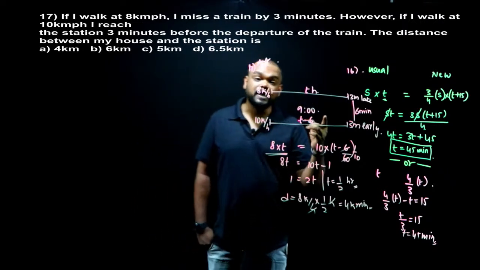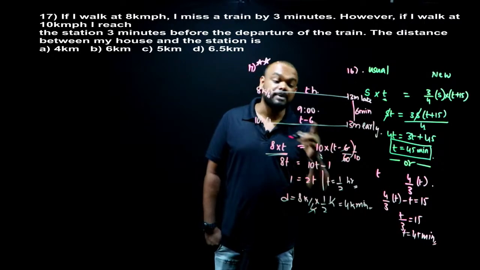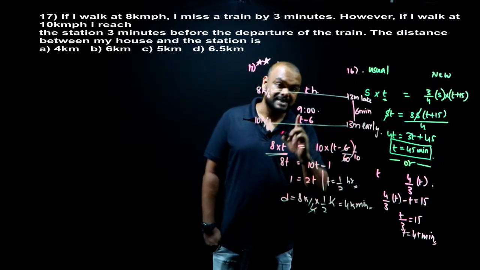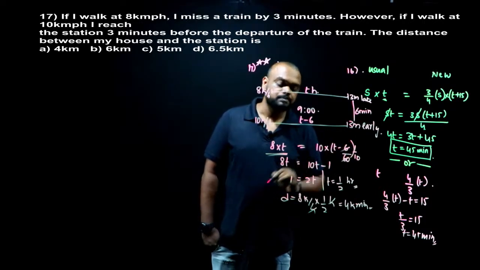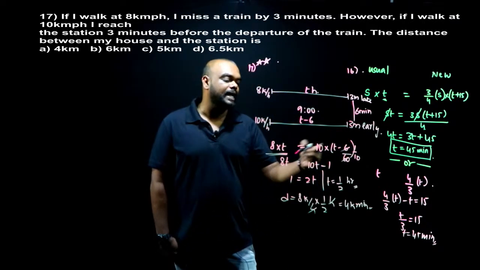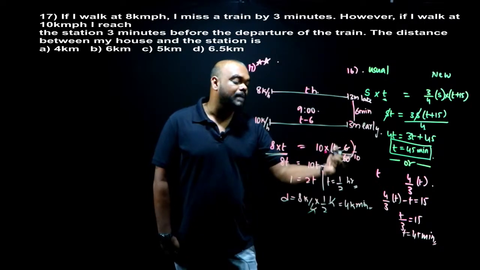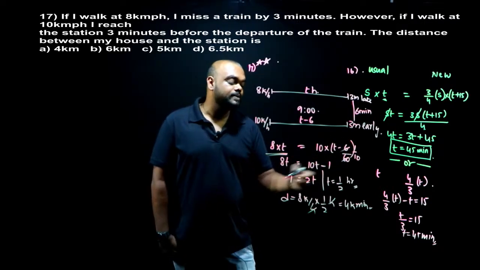In this case, again speed into time. Speed is 10 km per hour into time, which is t hours minus 6 minutes, that is t minus 6 by 60 hours. So this becomes 1 by 10. 8t equal to 10t minus 10 into 1 by 10, which is 1. I'll get the t value as half an hour.